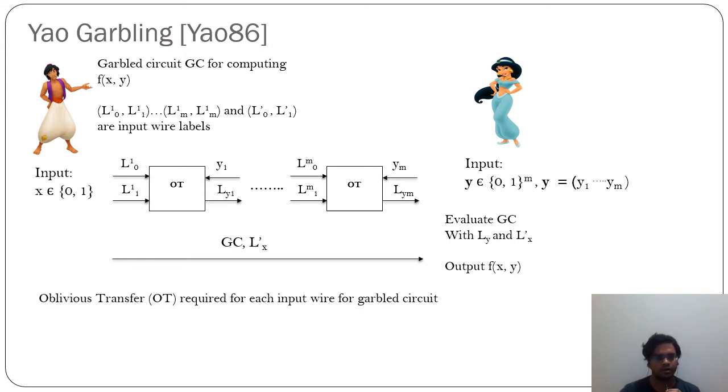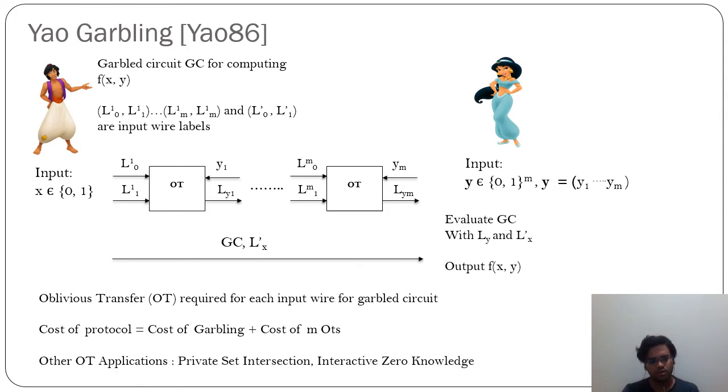Now it can be seen that the OTs are required for each input wire label for the evaluator. Now the cost of the protocol is the cost of the garbling scheme plus the cost of the m OTs. Now we know that the garbling schemes can be done efficiently from symmetric primitives based on one-way functions. So the major overhead in this Yao garbling scheme protocol is the overhead of computing m OTs. And I would like to point out that Yao's scheme is still very much prevalent in today's world. In today's MPC domain, Yao's scheme is one of the major approaches.